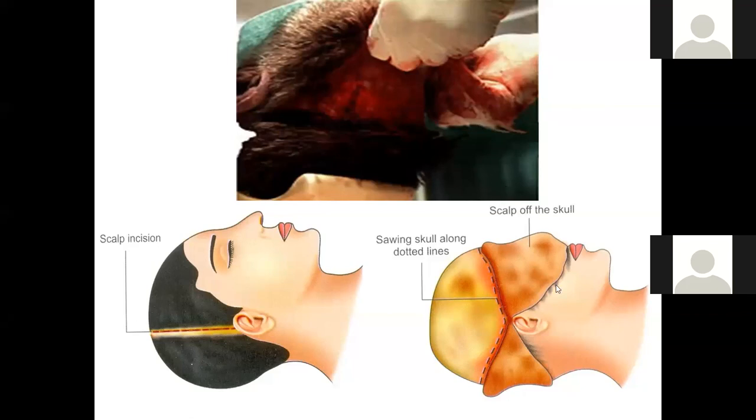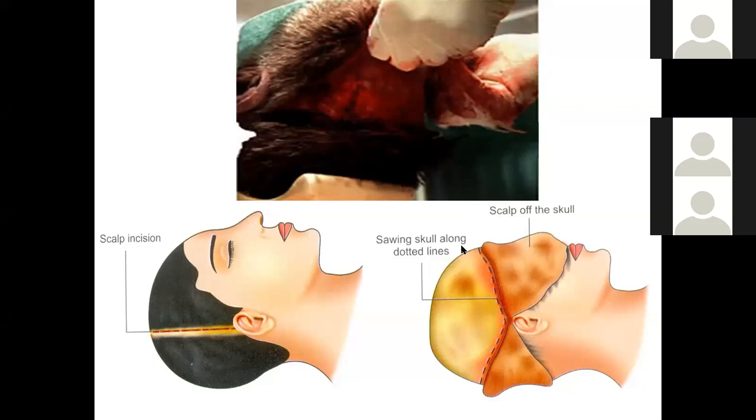Now you reflect the scalp. You see here that you can reflect the flap of the scalp anteriorly up to the supraciliary ridges. This is the anterior flap, which should be reflected up to the supraciliary ridges, and the posterior flap should be reflected down posteriorly up to the occipital protuberance. This is the reflection of the scalp in two ways, from mastoid to mastoid: the anterior portion up to the supraciliary ridges and the posterior up to the occipital region. Then the skull is exposed.